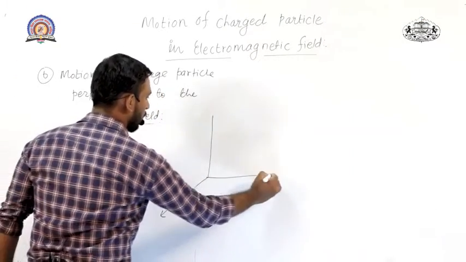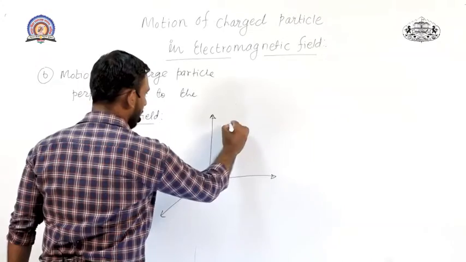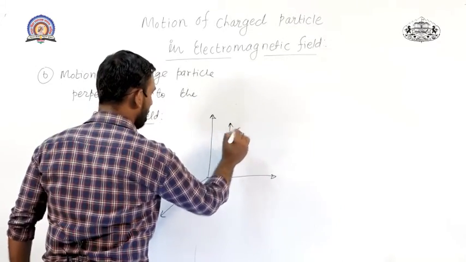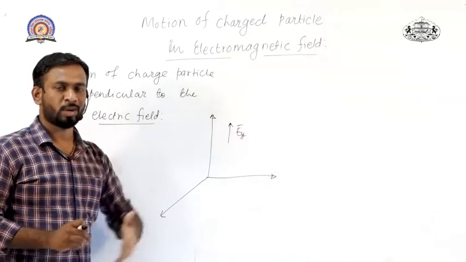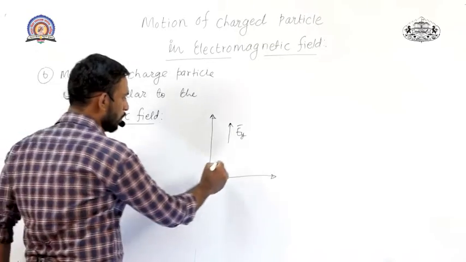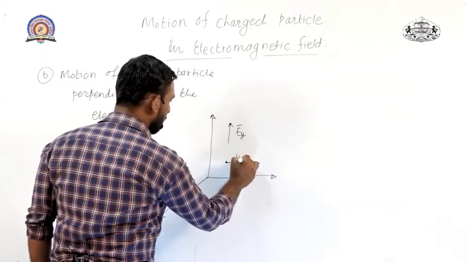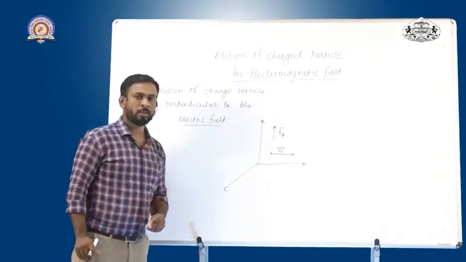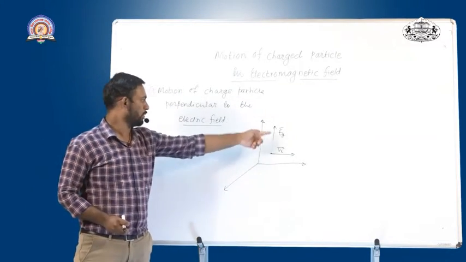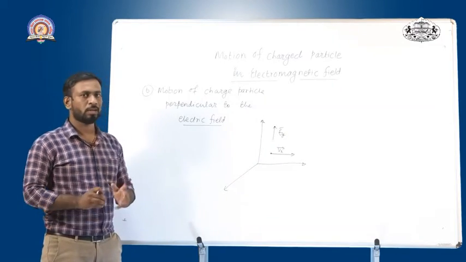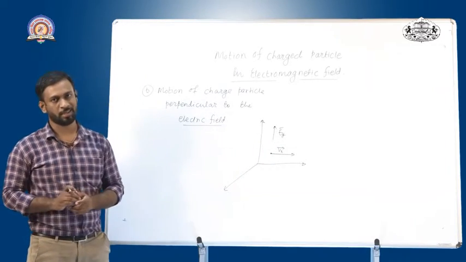In the XYZ coordinate system, suppose the direction of the electric field is along the y direction, so Ey is the electric field along the y direction. The suffix y denotes the direction of the electric field, and the charged particle moves initially along the x direction. This is the velocity of the charged particle along the x-axis. The angle between vx and Ey is 90 degrees, so these two are perpendicular to each other. Let us look mathematically at how the charged particle behaves when a perpendicular electric field is applied.